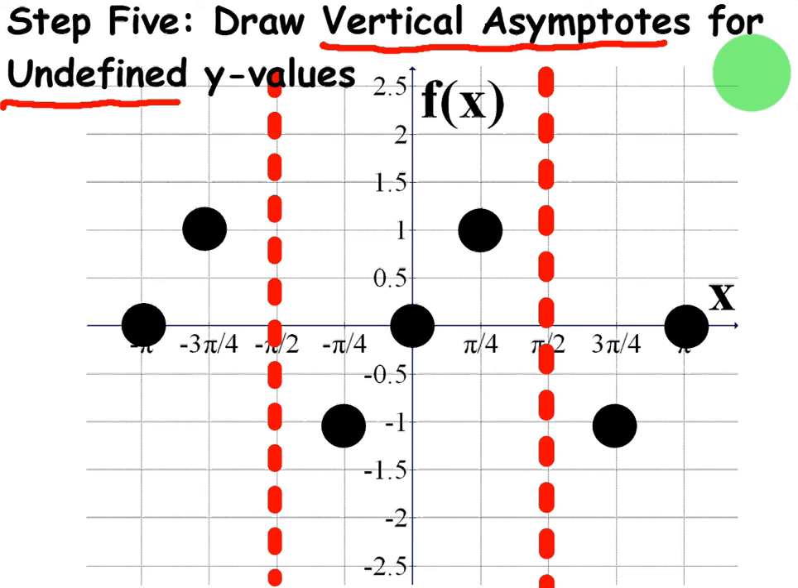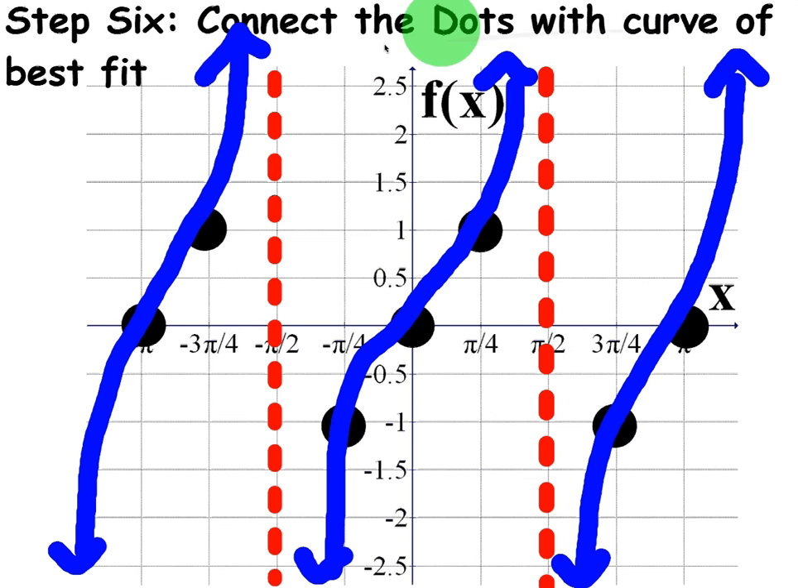They're S-curves. So therefore, for step 6, when we connect the dots with the curve of best fit, we're going to draw a curve, 3 curves to be exact, that curve around these asymptotes. And these are called tan lines. They're called tan lines because they have a distinct shape. It's kind of like a narrow S shape.